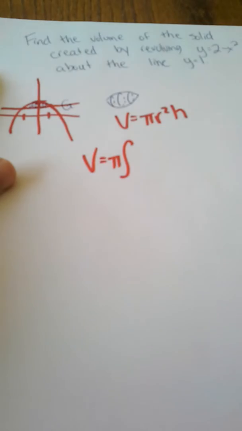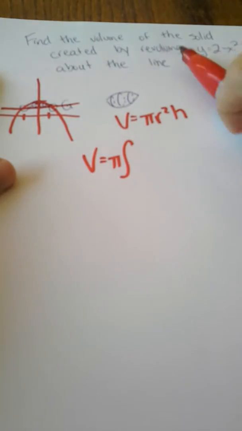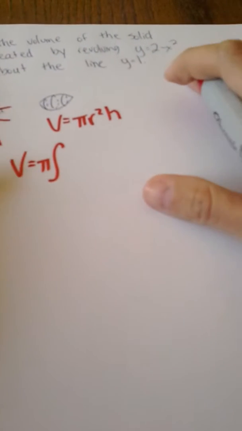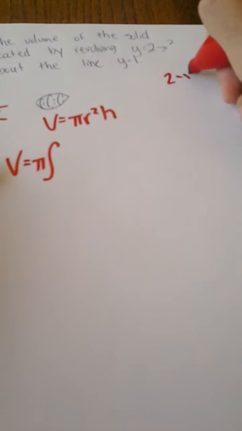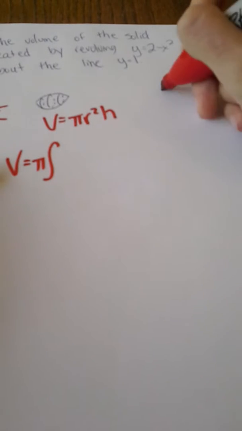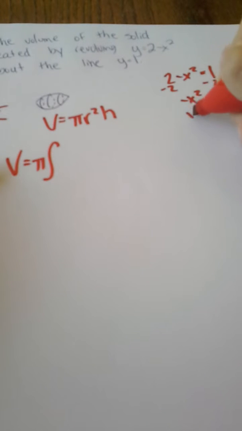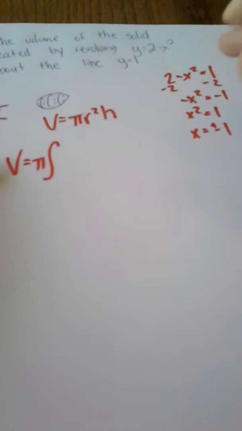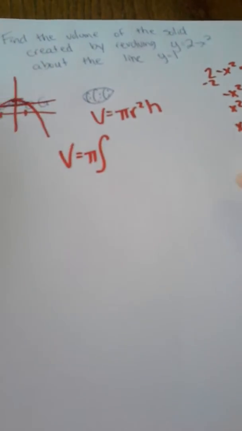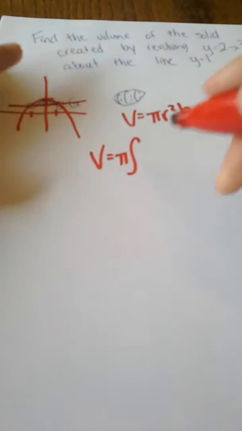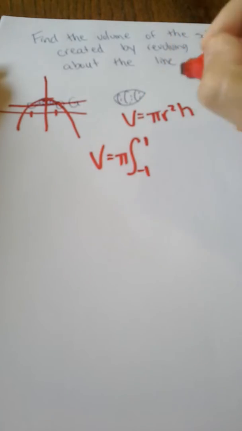and our limits of integration are going to be where these two functions intersect, right here and right here. So you can find them by setting them equal to each other. So 2 minus x squared equals 1. Subtract 2 from both sides. Negative x squared equals negative 1. X squared equals 1. X equals plus or minus 1. So that tells us they intersect when x is plus or minus 1. So that's where we're going to integrate from.